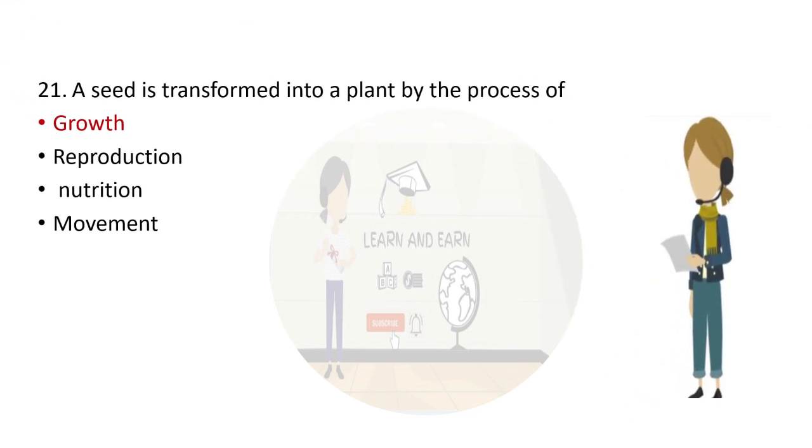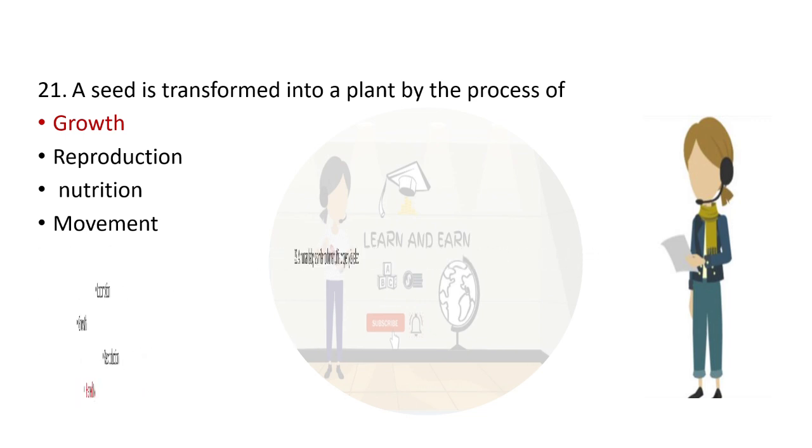Number 21: A seed is transformed into a plant by the process of: option A, growth; option B, reproduction; option C, nutrition; option D, movement. A seed is transformed into a plant by the process of growth.